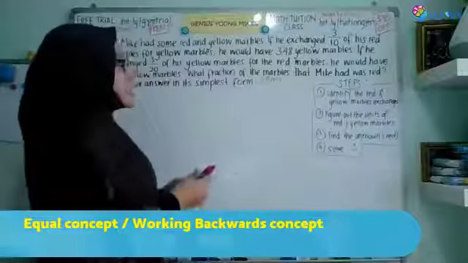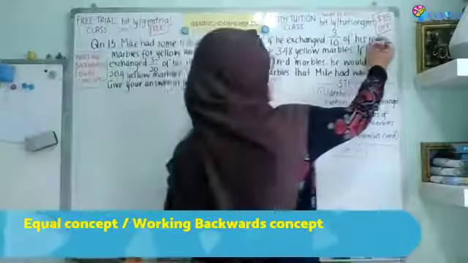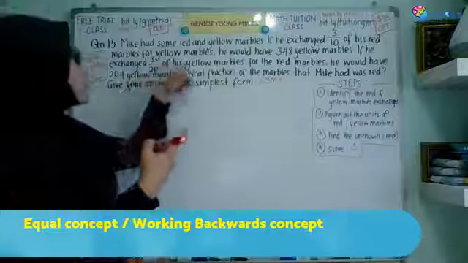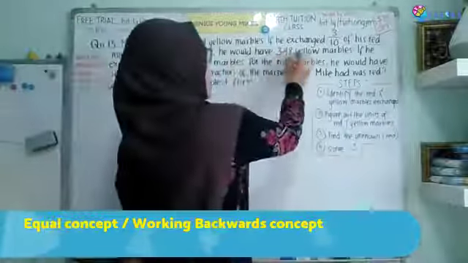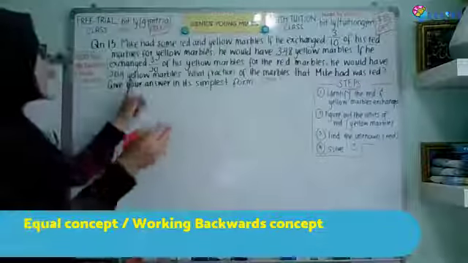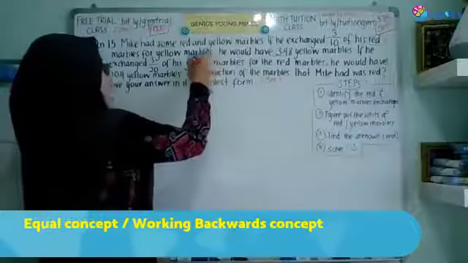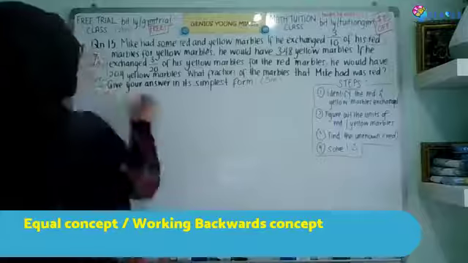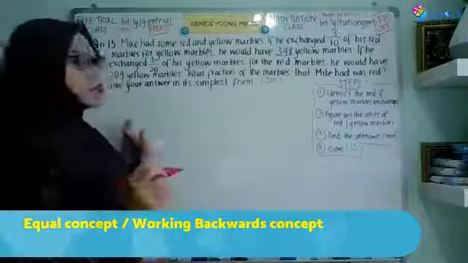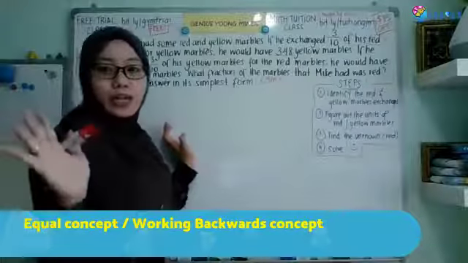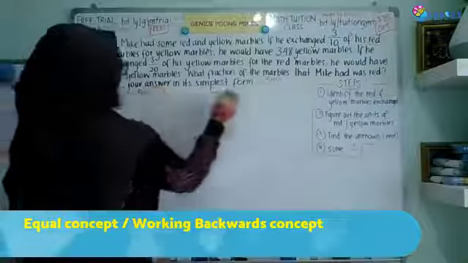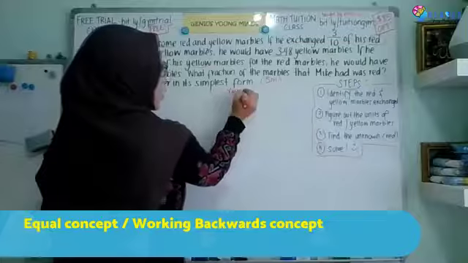If he exchanged 3/10 of his red marbles, we're talking about red marbles, for yellow marbles, he would have 3/8 yellow marbles. If he exchanged 3/20 of his yellow marbles for the red marbles, he would have 2/4 yellow marbles. So we know here we're talking about two different kinds of marbles. We have the red, and then we also have the yellow.